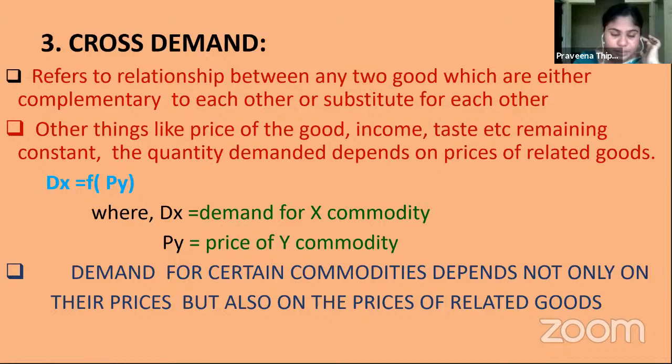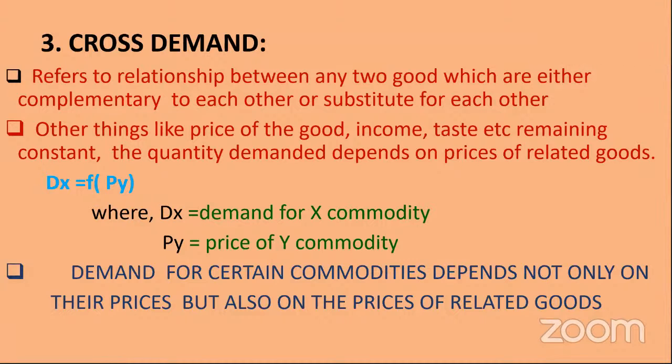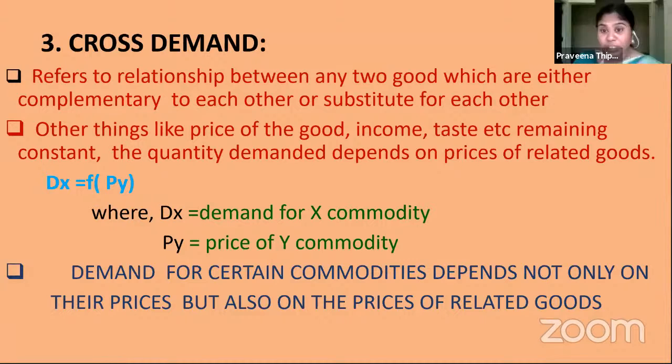Then another type of demand, children, is cross demand. So what is cross demand? It explains the relationship between any two goods which are either complementary goods or substitute goods. So here, other things like price of the good, income of the consumer, taste and preference remaining constant, the quantity demanded depends on the price of its related good.